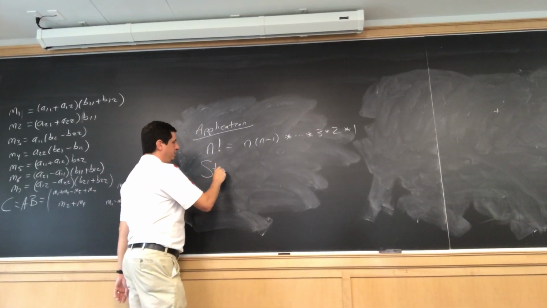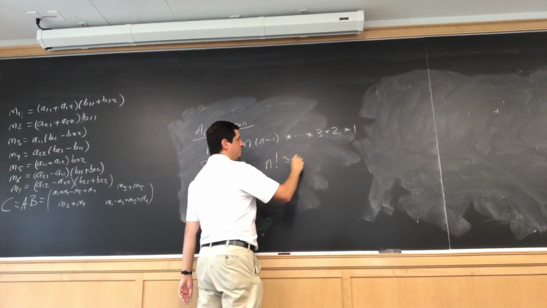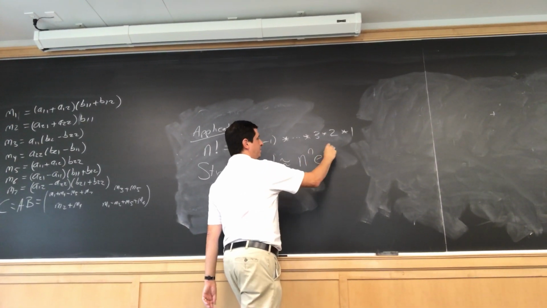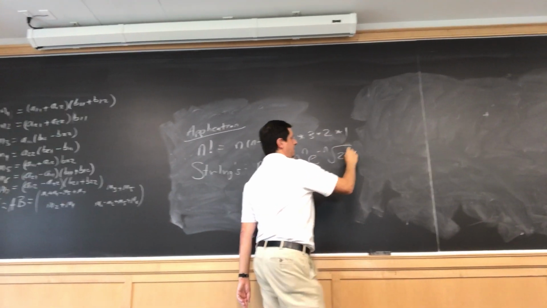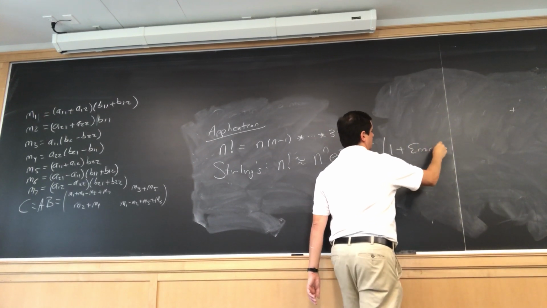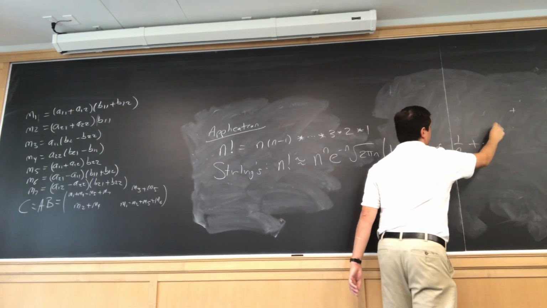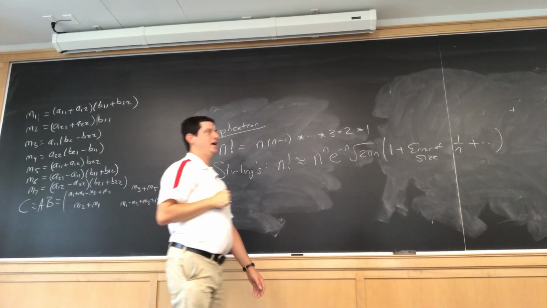The key result here is Stirling's formula, which says n factorial is about n to the n, e to the minus n, square root of 2 pi n, and then it's 1 plus an error of size 1 over n, and then a smaller series in terms of higher and higher powers of n.